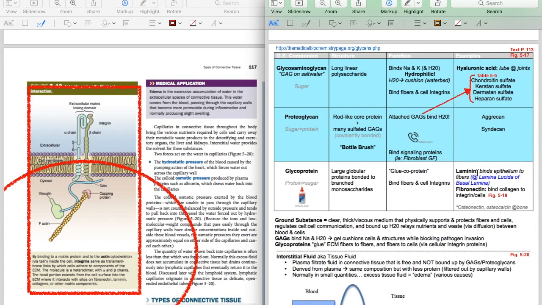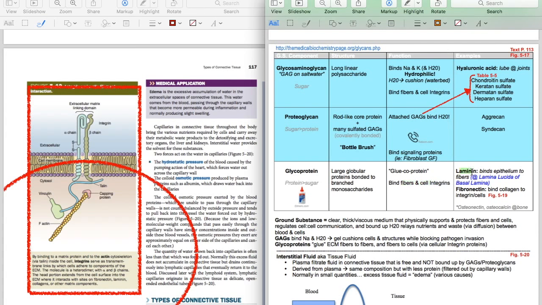Well, let's break it down. Laminin binds epithelium to fibers in the lamina lucida of the basal lamina. At least you can hopefully recall that laminin is a glycoprotein, because a glycoprotein is a glucoprotein, because a glycoprotein sticks things together. It binds fibers together. It binds cell integrins together.